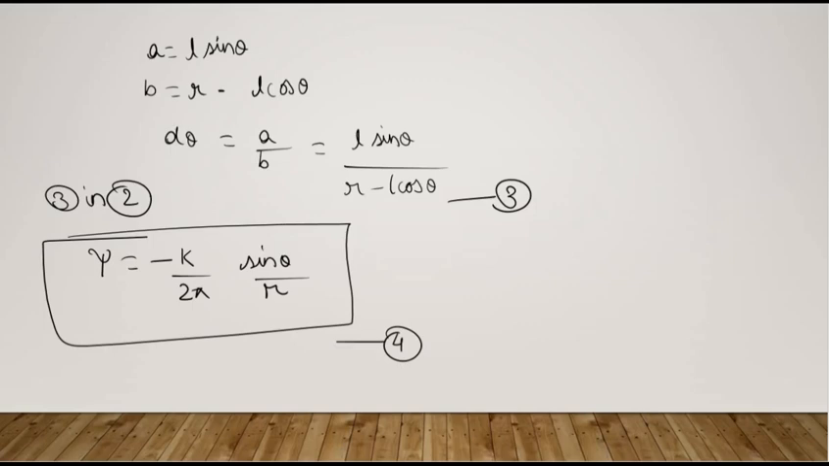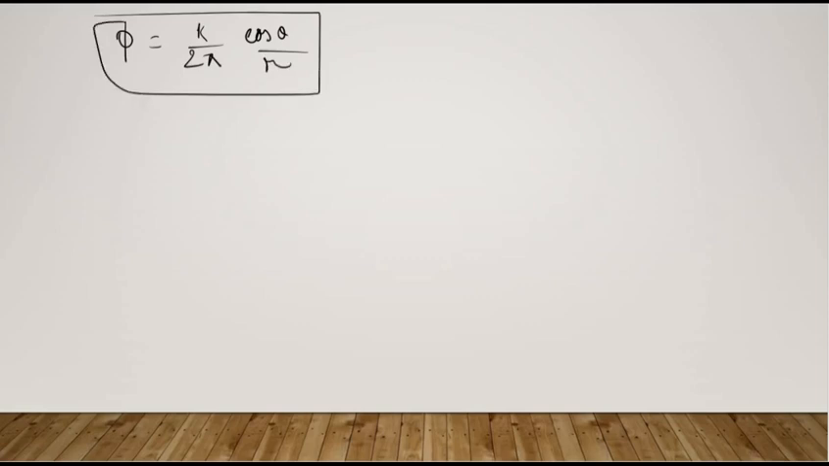So what is this equation for? It is the stream function for a doublet. Similarly, I can write the velocity potential for a doublet as kappa by 2 pi into cos theta by R. This would be our equation 5.